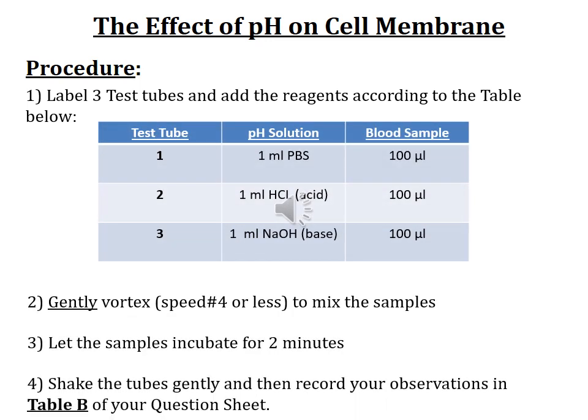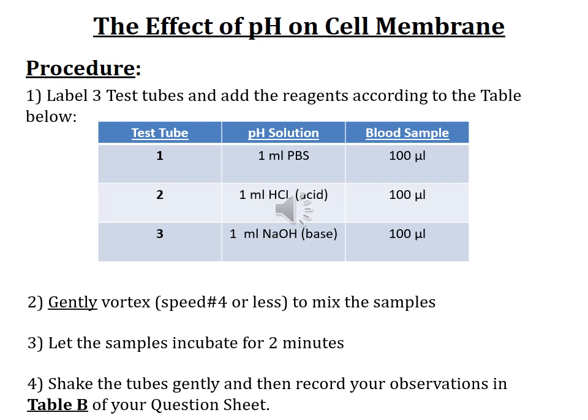Now, the procedure. The first thing we need to do is to label 3 test tubes and add the following reagents. For test tube number 1, this will be under the neutral condition. We are putting the red blood cells, the erythrocytes, under the neutral condition: 1 ml of PBS with 100 microliter of blood. Test tube number 2, this is the highly acidic solution. So we're adding 1 ml of hydrogen chloride, HCl, to 100 microliter of blood. And test tube number 3, 1 ml of the strong base, sodium hydroxide, we're adding to it 100 microliter of blood.